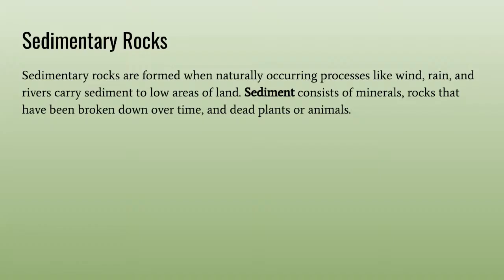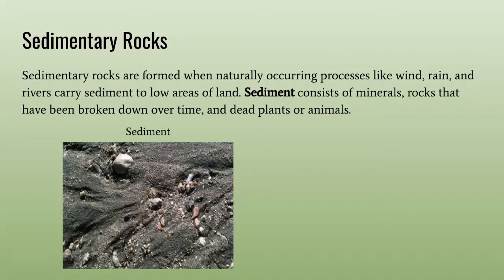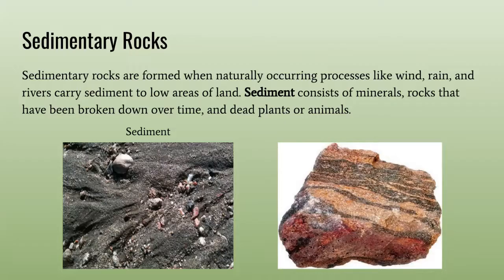The first rock is sedimentary, and sedimentary rocks are formed when naturally occurring processes like wind, rain, and rivers carry sediment to low areas of land. Sediment consists of minerals, rocks that have been broken down over time, and dead plants or animals. And this is what a sedimentary rock would look like after it's all been packed together.